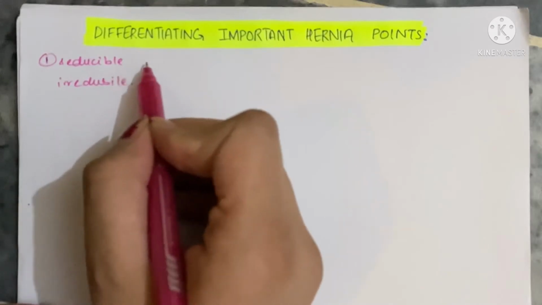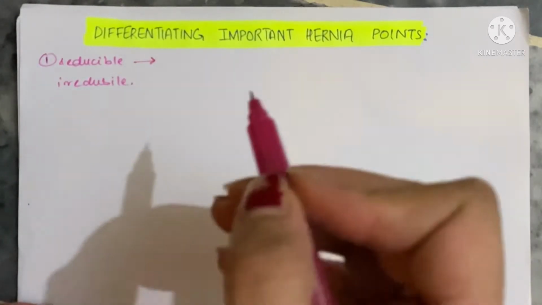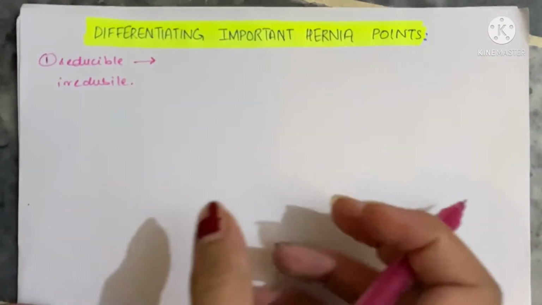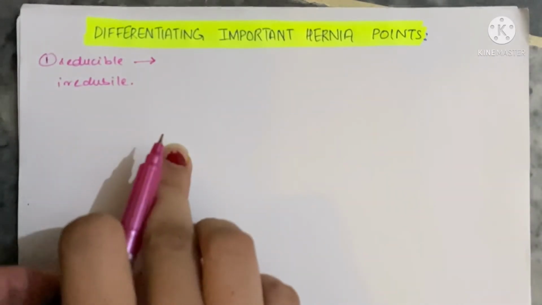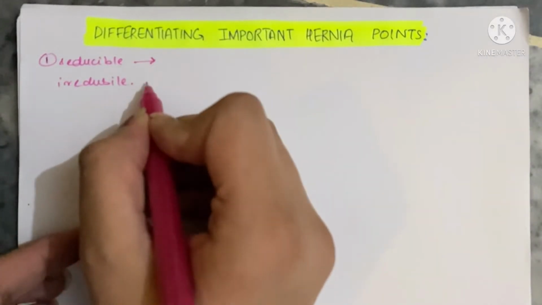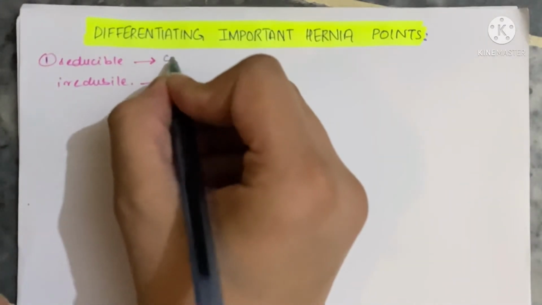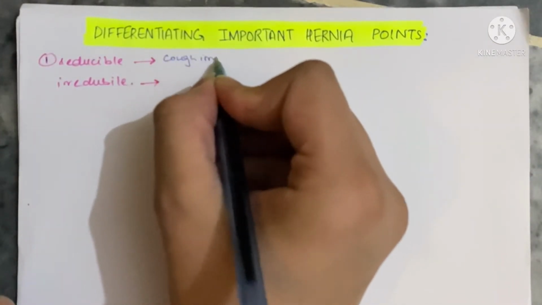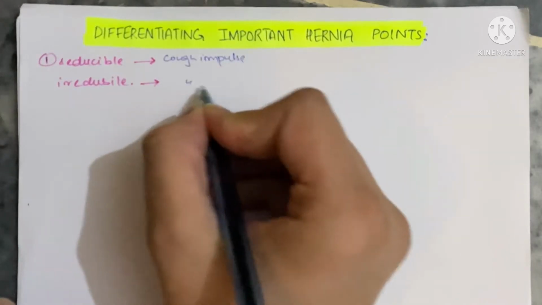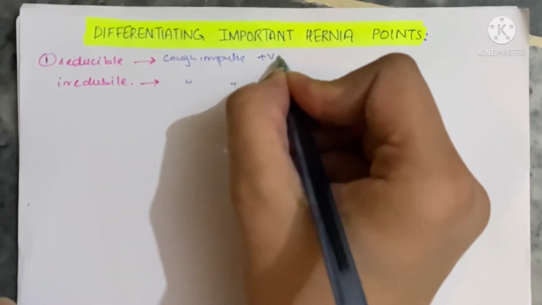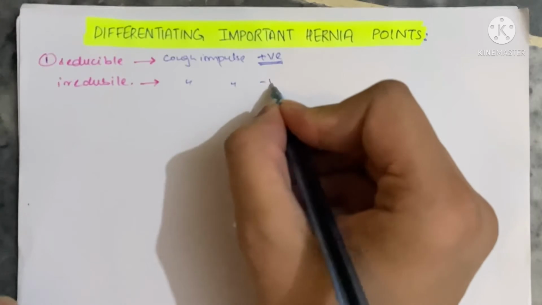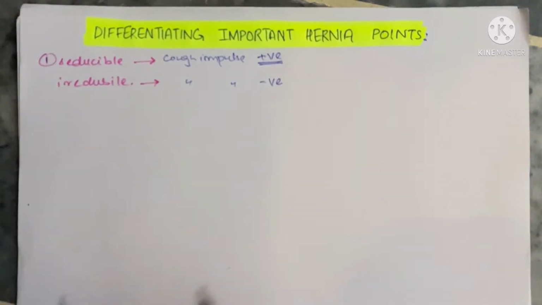A reducible hernia is one whose contents can easily be reduced back into the abdomen, and an irreducible hernia is one which cannot be reduced. The important test differentiating both is the cough impulse test. If cough impulse is positive, it is a reducible hernia. If it is negative, it is an irreducible hernia.